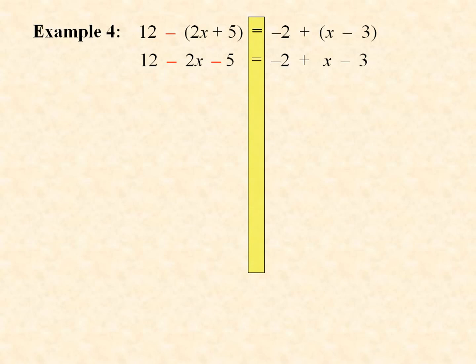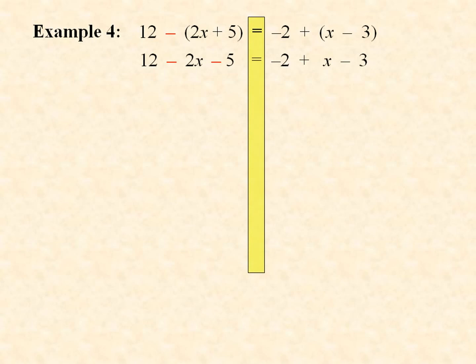On the other hand, on the right side, there's a plus outside of the parentheses, and that doesn't change anything. So on the right side, we can just drop the parentheses. Do you see that? So when you have a negative outside the parentheses, you have to sort of distribute that negative throughout the parentheses. You have to change everything in the parentheses to its opposite.